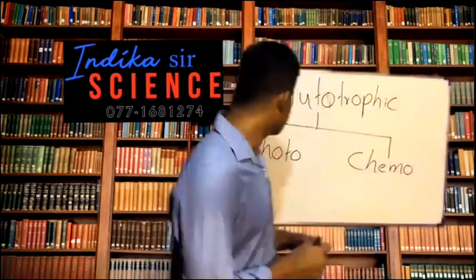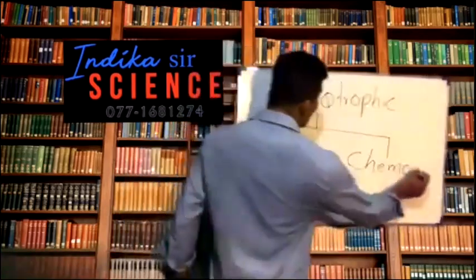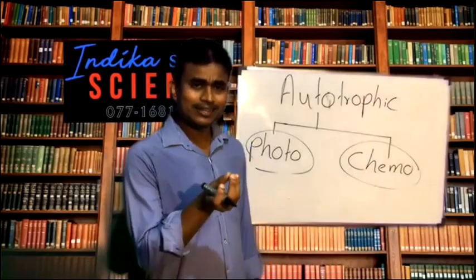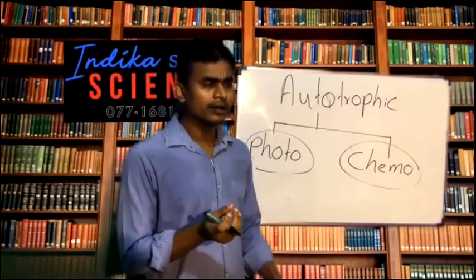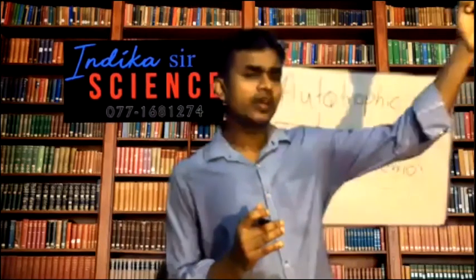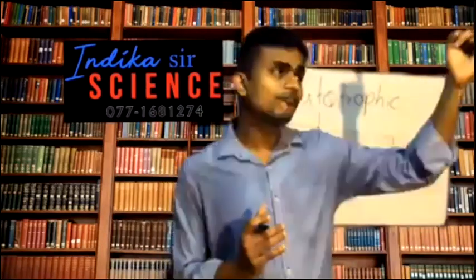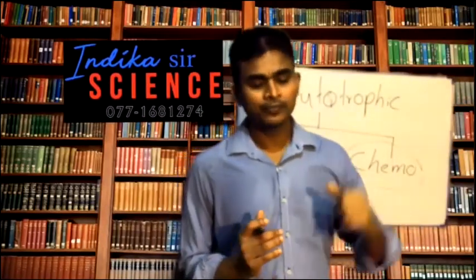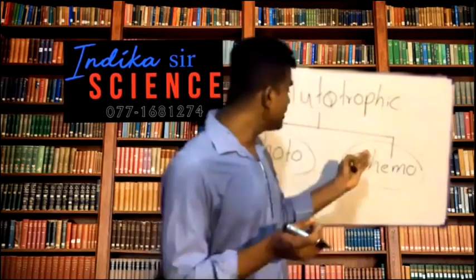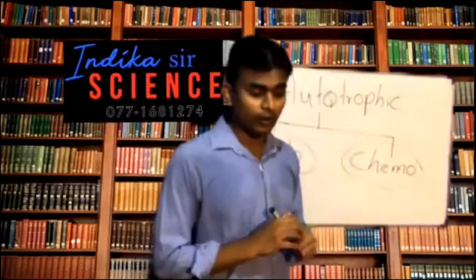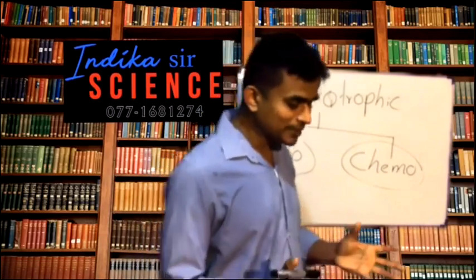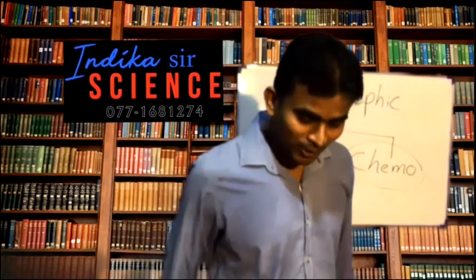I told you this is photoautotrophism and chemoautotrophism. Chemo means chemical, so you can get some idea there. In order to produce food, if they use sunlight, it's photoautotrophism, right? If they use chemical energy, we call that chemoautotrophism, right?